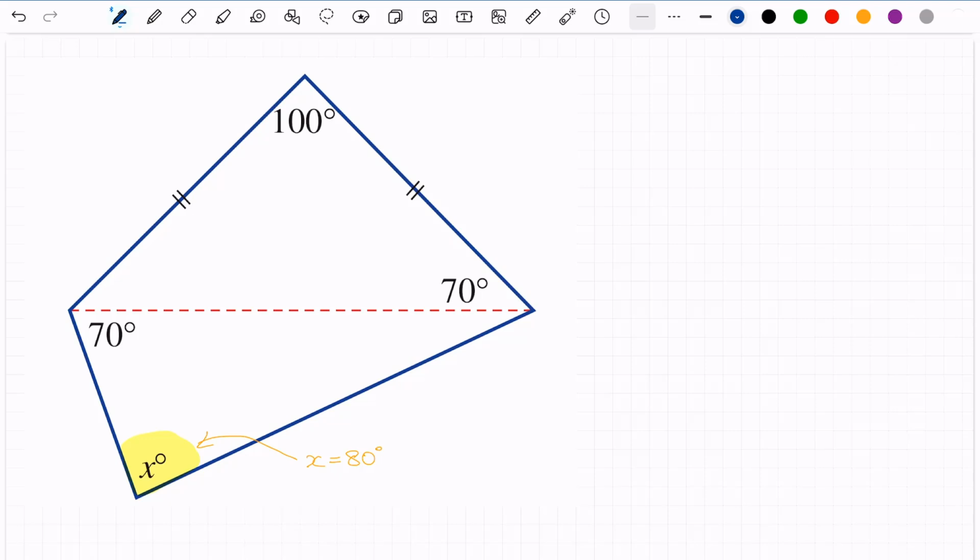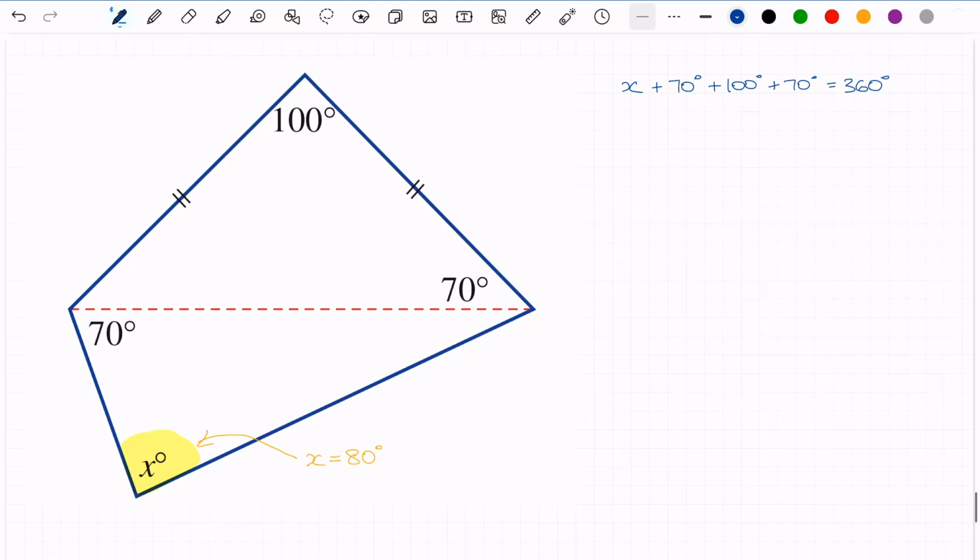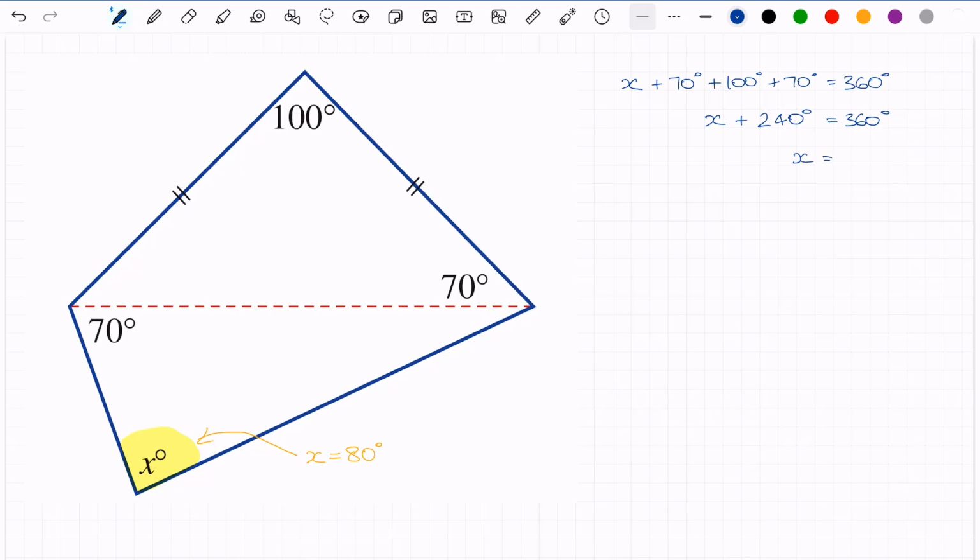So if I follow that approach, we can say that we've got our unknown x plus the first 70 degrees plus the 100 degrees plus the second 70 degrees, and we're saying they all have to add up to 360 degrees. So what that means is x plus 240 degrees must add up to 360 degrees. So if I subtract 240 from both sides, I'll get x is equal to 120, and that's the answer many of you were getting. But it is not the answer that the textbook has at the back.